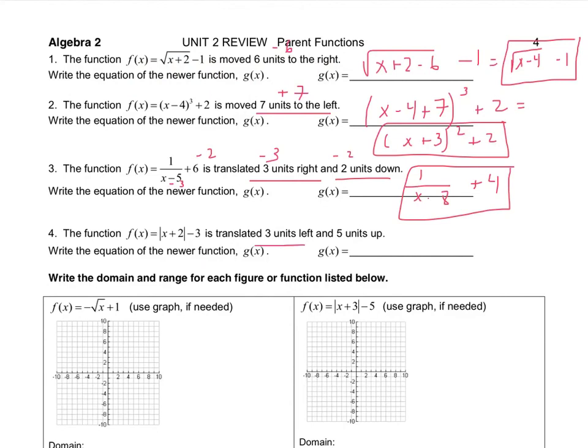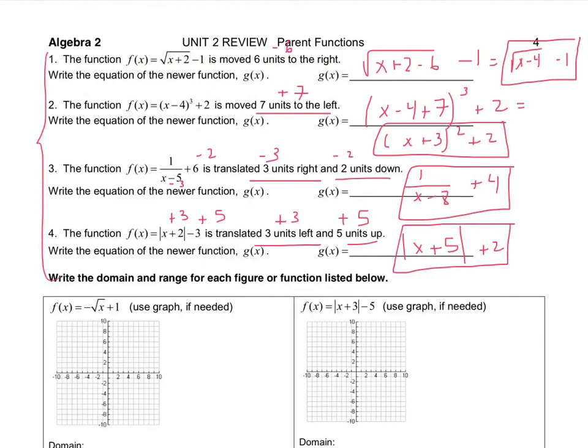Now translate 3 units to the left, so add a 3 on the inside. 5 units up, it means add 5 on the outside. So it's going to be x plus 5 inside the absolute value and plus 2 on the outside. This is going to be your final equation. Review those very well. Now let's move on.